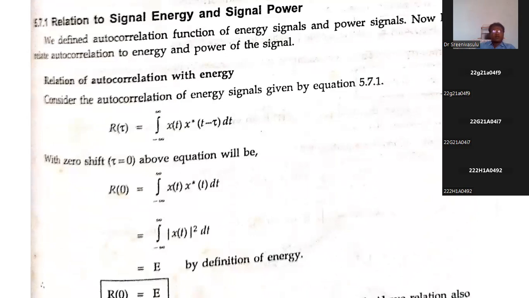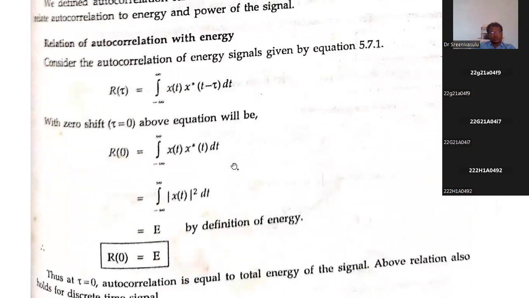Now you see, consider the autocorrelation formula. What is the autocorrelation formula? R of tau, integral minus infinity to plus infinity. One signal, you can consider x of t. Another signal is going to be delayed or advanced, and then its complex conjugate. Here it is delayed by tau. Why is it tau? Suppose it is some other variable p, then it is p.